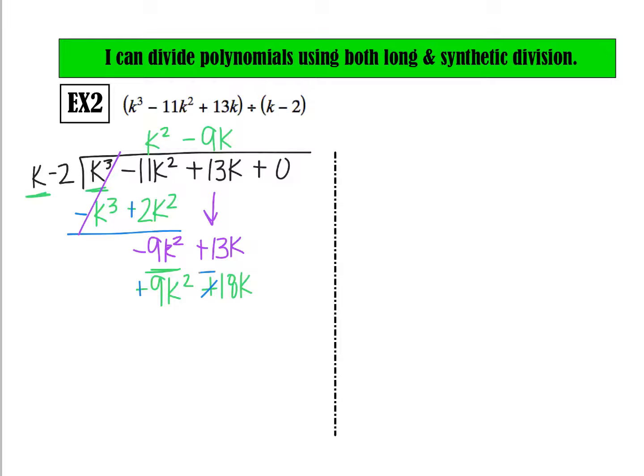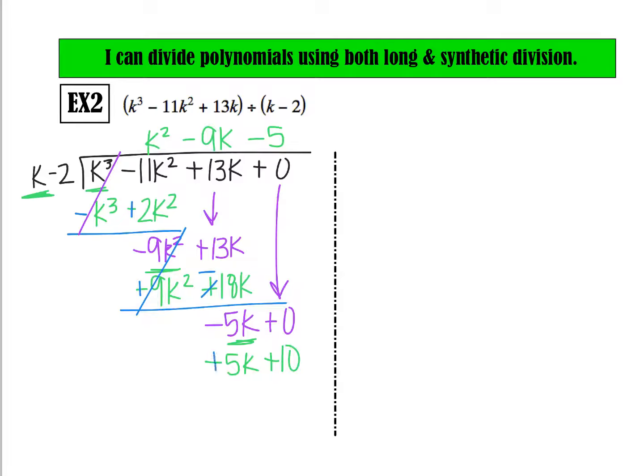I do the opposite and combine, so these will cancel, and then 13 minus 18 is negative 5k, and I bring down the plus 0. And I repeat one more time. So how do I make k look like negative 5k? Well, I just multiply it by negative 5. And I distribute, so negative 5 times k is negative 5k, and negative 5 times negative 2 is a positive 10. I do the opposite and combine.